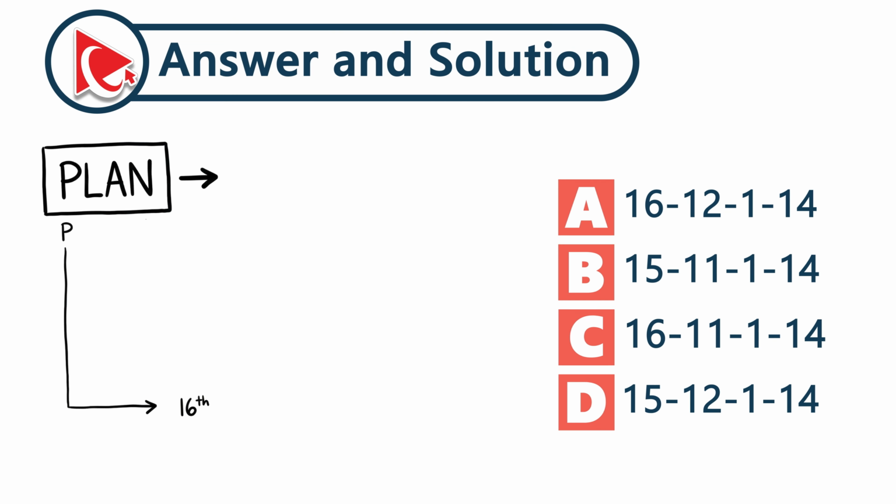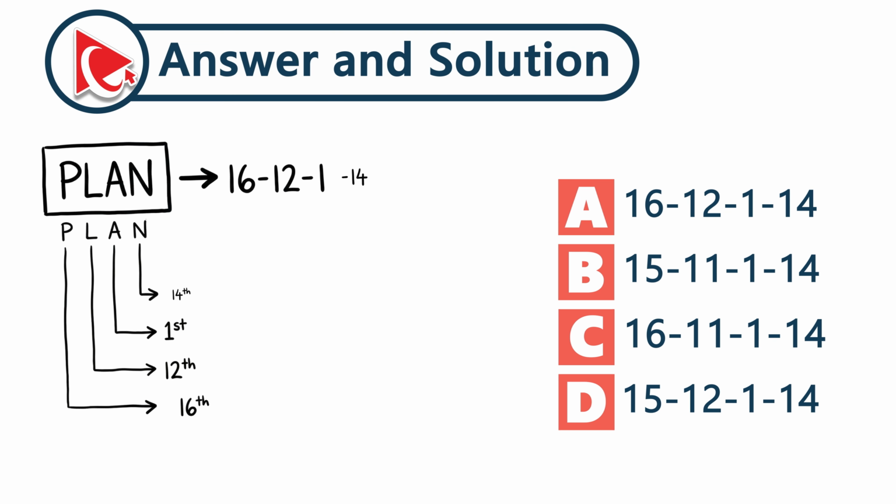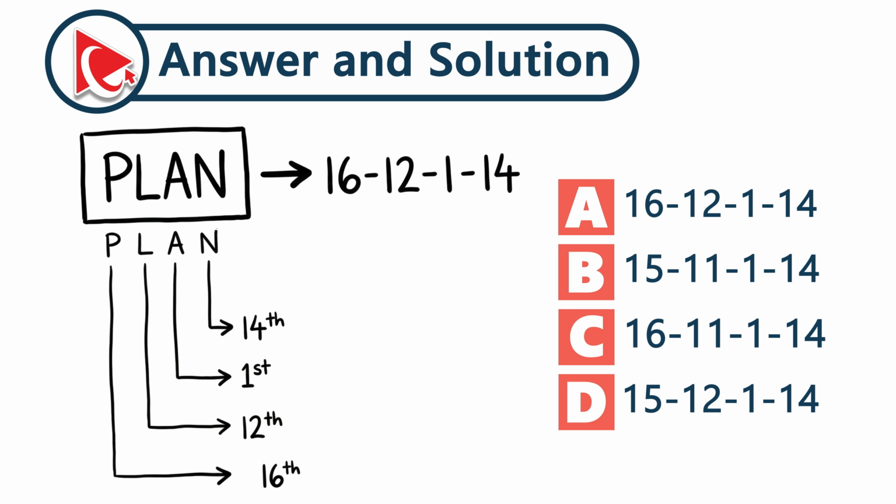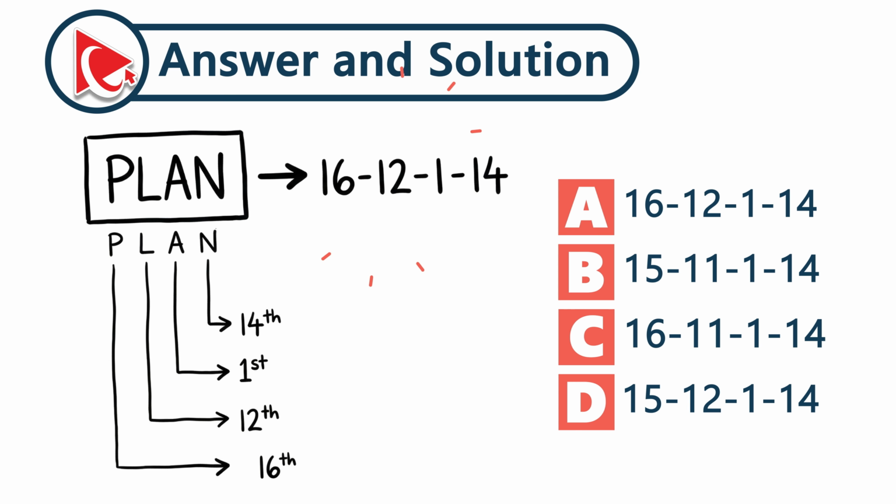P is the 16th letter of the alphabet, L is the 12th, A is the 1st, and N is the 14th. So plan becomes 16, 12, 1, and 14. And the correct answer here is choice A.